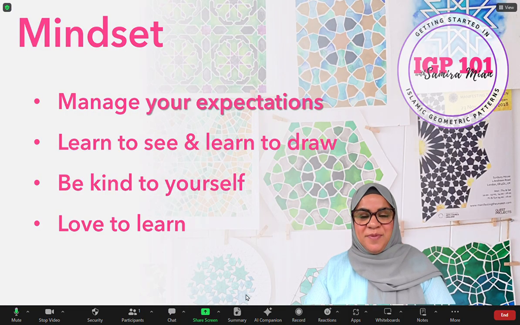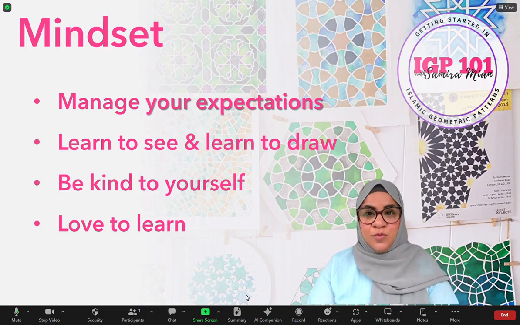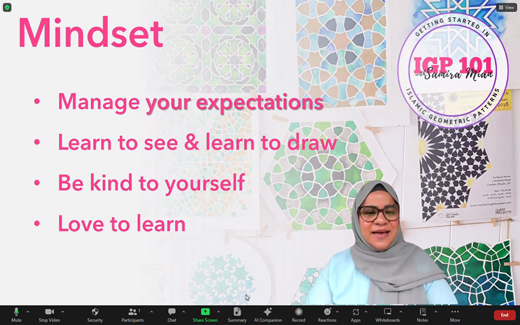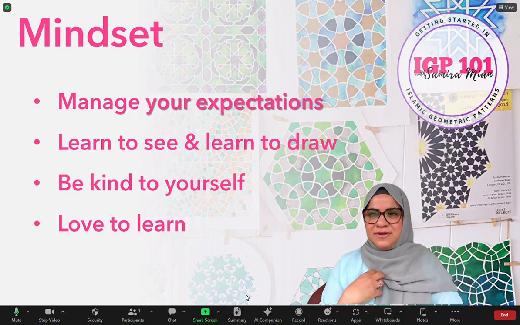Okay, mindset. Manage your expectations. If you are a beginner in something, please know that you are not going to be perfect at it the first time you do it. You will have mistakes and inaccuracies, and that's perfectly normal. And please accept that, because you are learning to see and you are learning to draw.